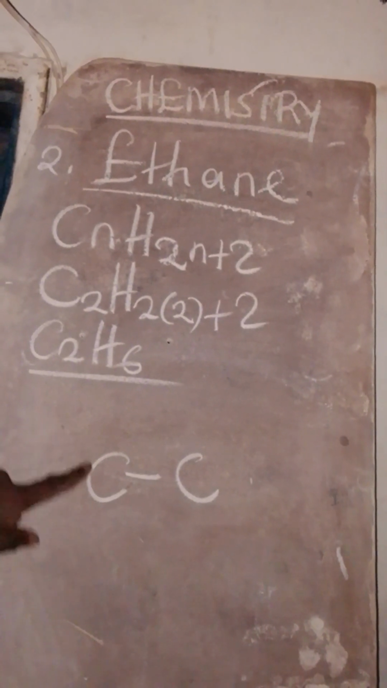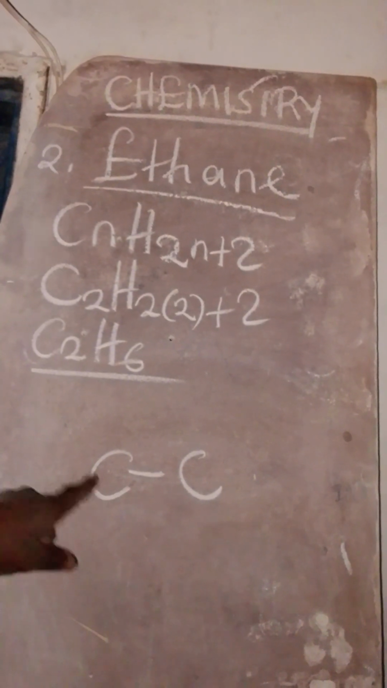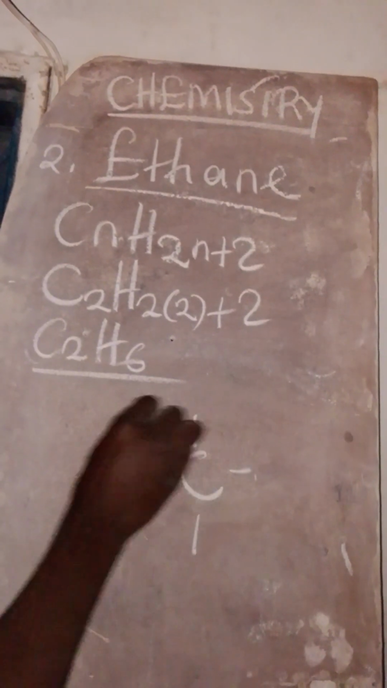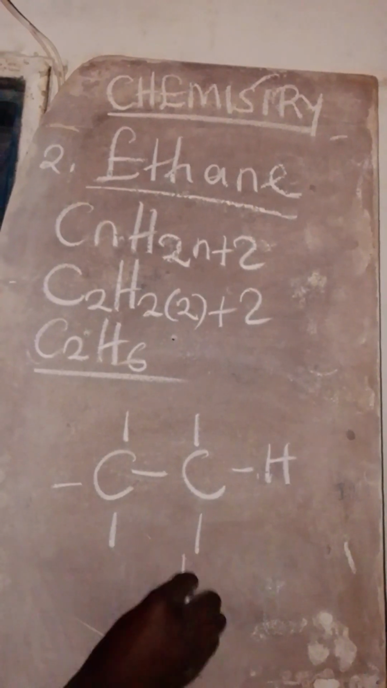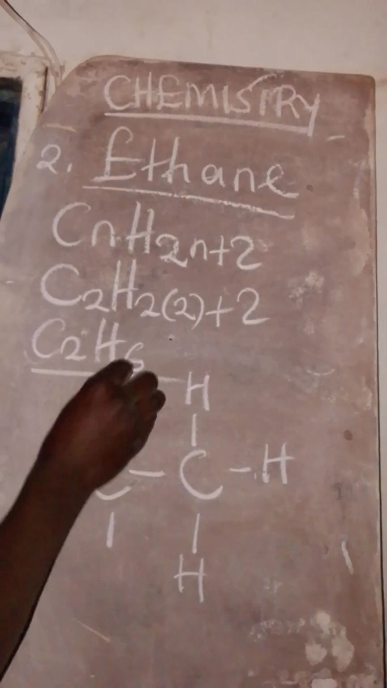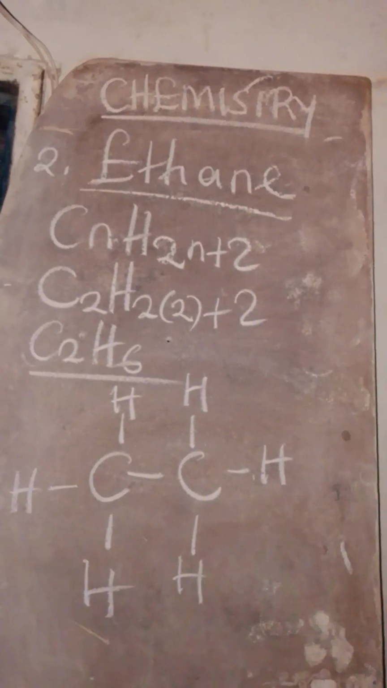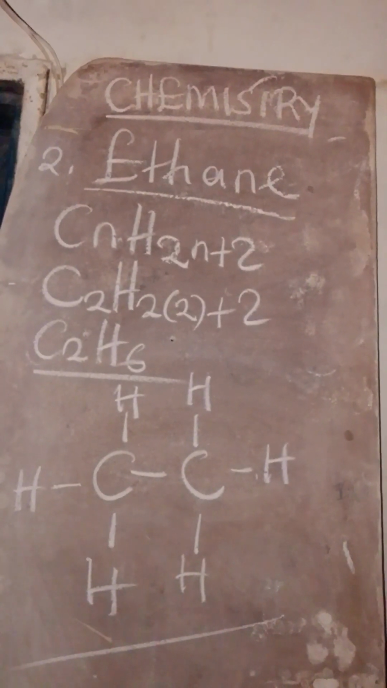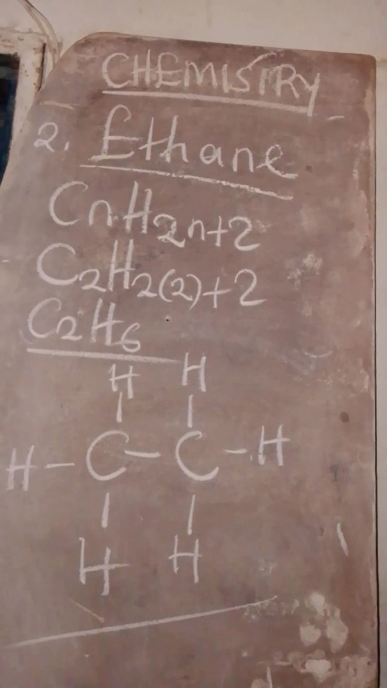Now I have 2 carbon atoms and 6 hydrogen atoms. So these carbon atoms have been bonded to these hydrogen atoms. So it will be 1, 2, 3, 4, 5, 6. Hydrogen, hydrogen, hydrogen, hydrogen, hydrogen, hydrogen. Now this is the displayed structure for ethane. Any questions so far, learners? You can leave that in the comments.